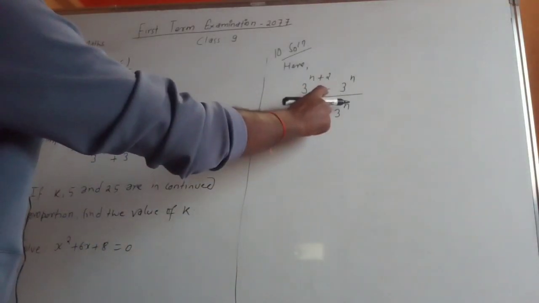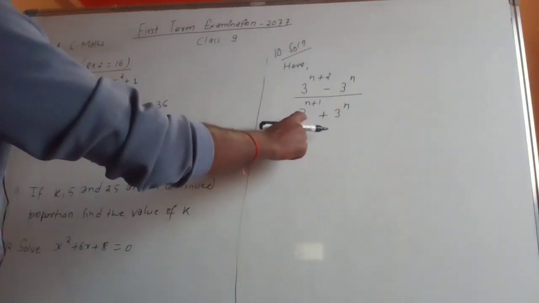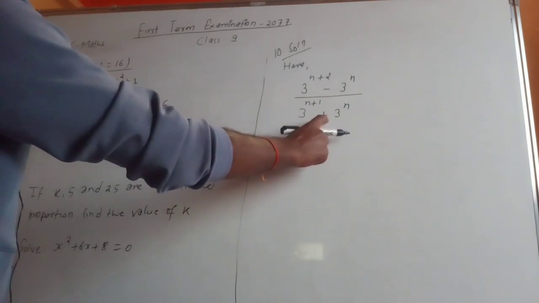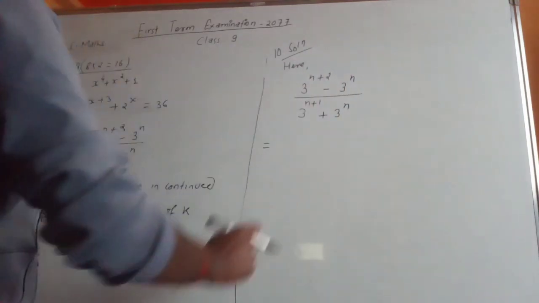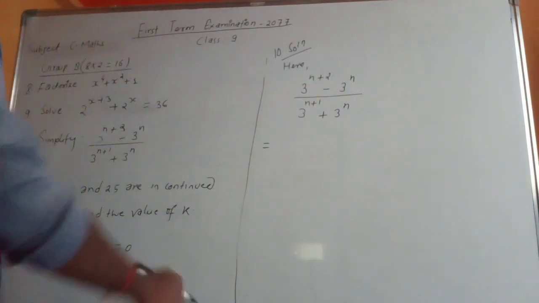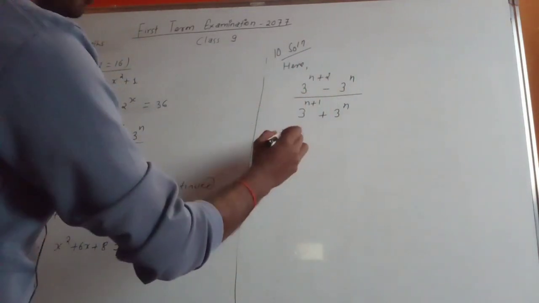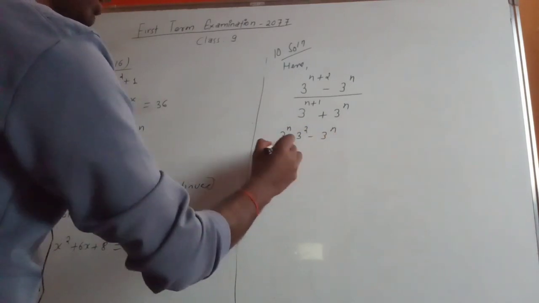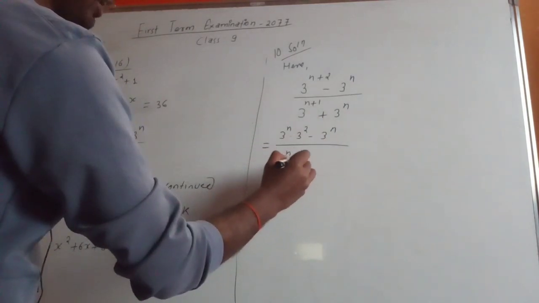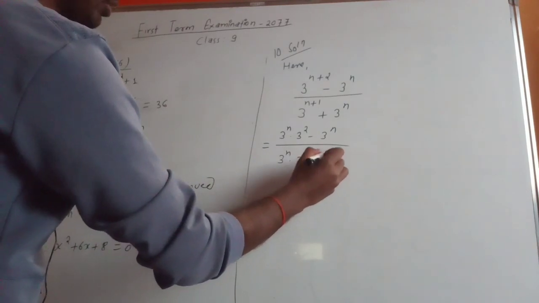Question number 10. (3 to the power n plus 2 minus 3 to the power n) divided by (3 to the power n plus 1 plus 3 to the power n). To get the solution of this type of exponential equation, again break the power of each term at first. 3 to the power n times 3 to the power 2 minus 3 to the power n, divided by 3 to the power n times 3 to the power 1 plus 3 to the power n.